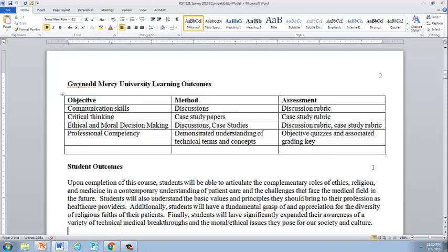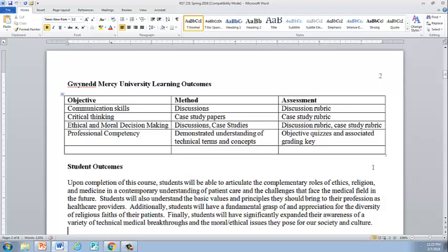Our learning outcomes: we have communication skills. The one method we use for that is the discussion board, and there will be a discussion rubric. We only have a couple of discussion boards in the course. Since we're only here 6 weeks, I have one at the beginning and one at the end, and we'll take a look at those in a minute.